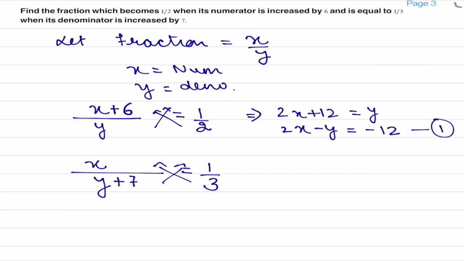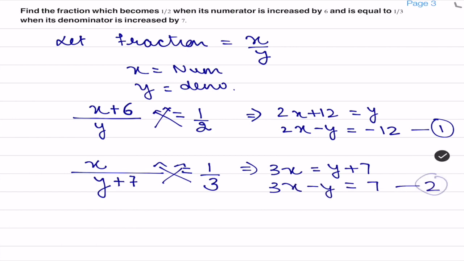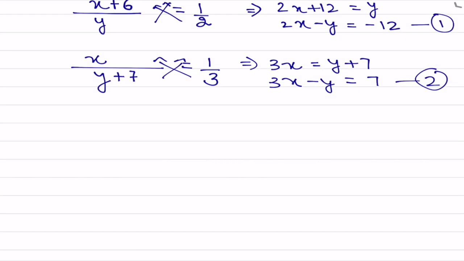So again cross multiply, we will get the second equation, that is 3x is equals to y plus 7, and 3x minus y is equals to 7. This is our second equation. Now we will solve both the equations simultaneously. 2x minus y is equals to minus 12. 3x minus y is equals to 7.